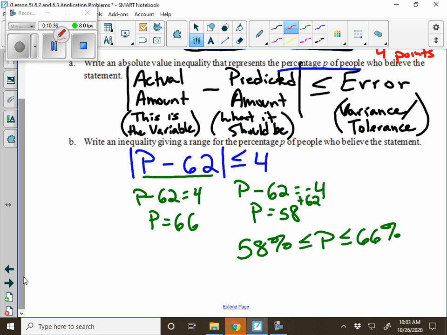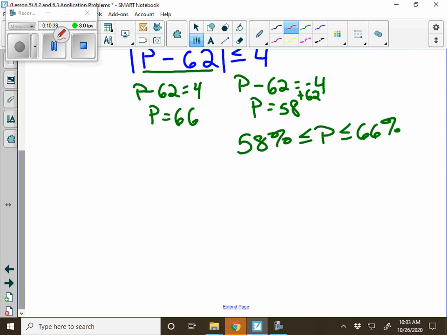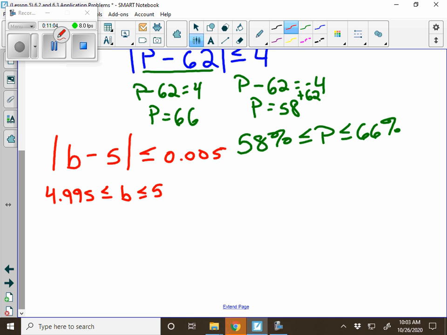Let's say I'm at Crown, trying to make a bolt. My bolt should be 5 inches. I'm going to take away what it should be, 5, to get how much it's off. This has to be within 5/1000ths of an inch. I do all this work, and here's my range. Not every bolt's going to be perfect. As long as it's between that range, you're good to go.